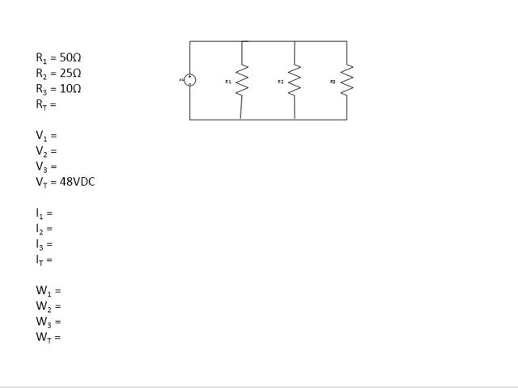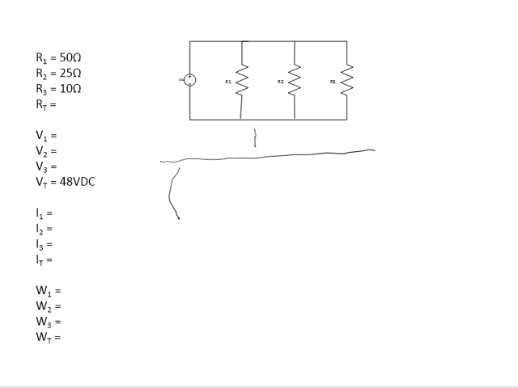The second method is the product over sum method. It works really well if you have two branches, but if you have more than two, then you have to make additional calculations to get the answer. The method we're going to use, the third method, is the reciprocal formula. It will work on any number of parallel branches. The reciprocal formula looks like this.